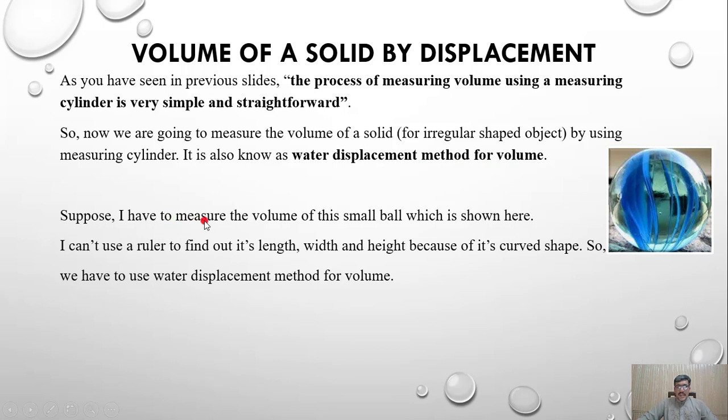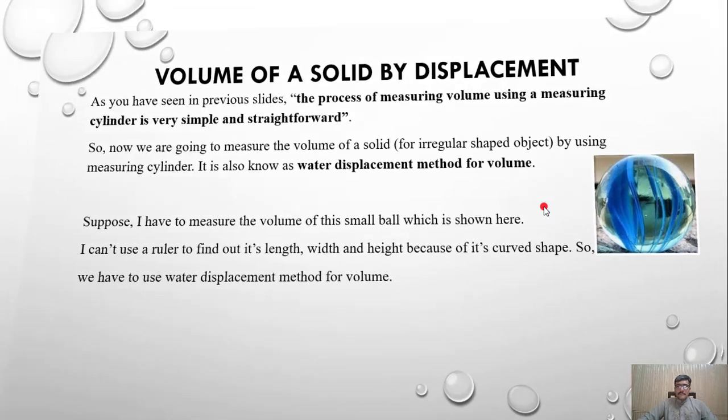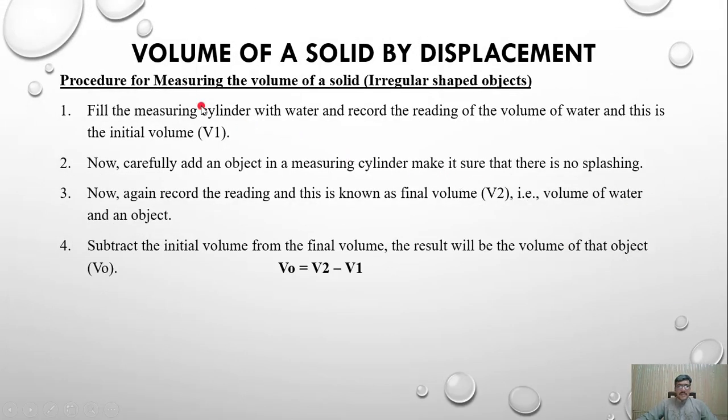Suppose I have to measure the volume of this small ball which is shown here to you. I can't use a ruler to find out its length, width and height because of its curved shape. So we have to use the water displacement method for measuring its volume. So here is the procedure for measuring the volume of a solid, that is, for irregular shaped objects.